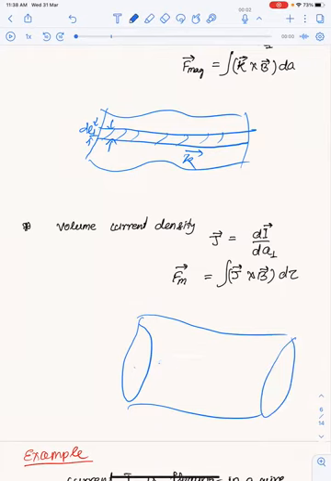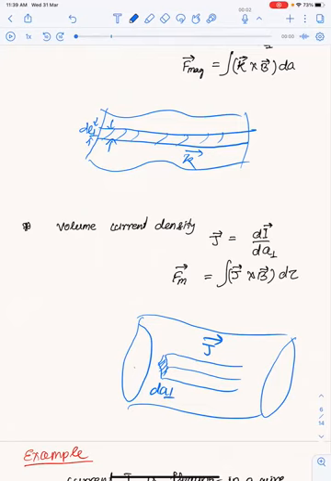Let me draw it better. Okay. So now this is the cross-sectional area. Here you can think of this as a dA perpendicular, and the current has a current density J. The definition of J is nothing but dI by dA perpendicular. I is the total current flowing through this, and J is the current density.